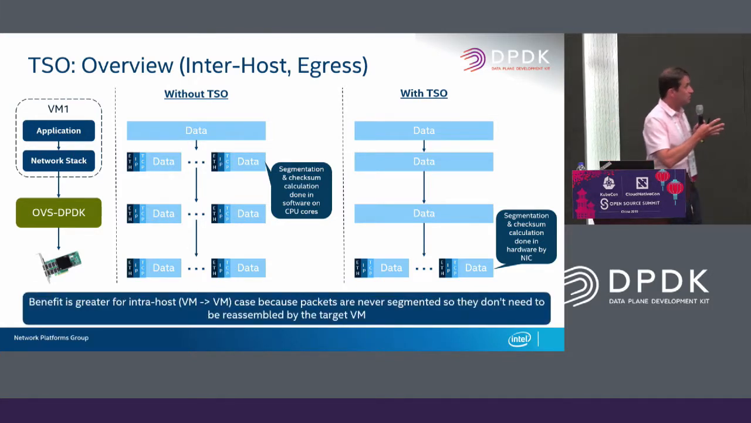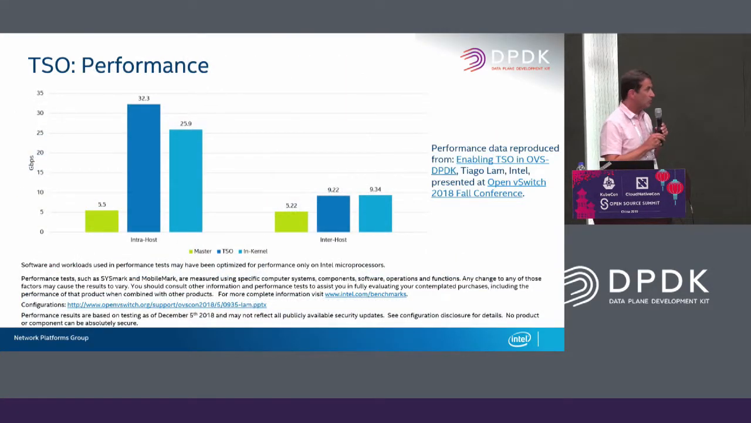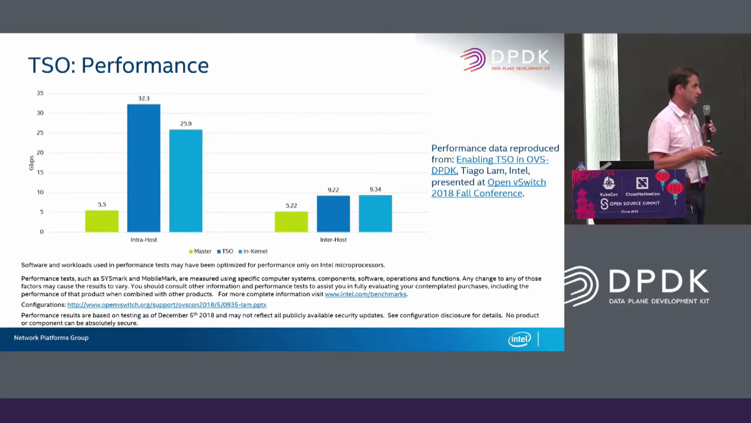And I showed the egress case where you're going from a VM out to the network. If you're going from VM to VM, you actually get an even bigger boost because you never actually have to segment the data. So you simply go from the VM down to OVS DPDK and back up to the second VM. The data never gets segmented. You never have the cost of doing the checksum calculations or the segmentation. And that's the performance boost we see for that.